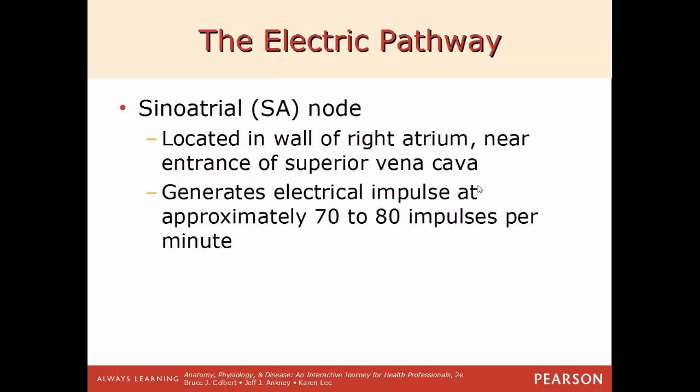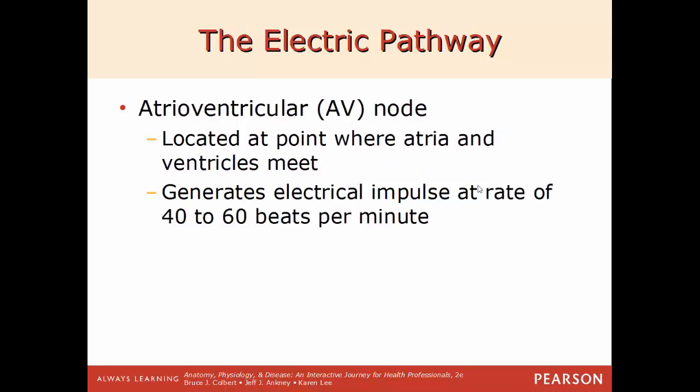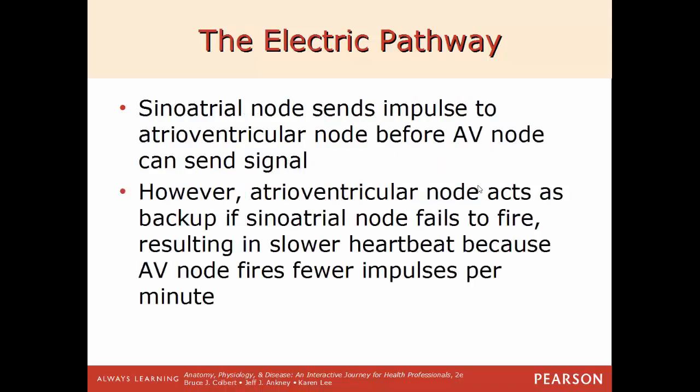The SA node, or sinoatrial node, is your body's natural pacemaker. It's located in the wall of the right atrium, right near the entrance of the superior vena cava. It will generate an electrical impulse at approximately 70 to 80 impulses per minute. The AV node, or atrioventricular node, is located right where the atria and the ventricles meet. That's why it's called an AV node. It will generate electrical impulses around 40 to 60 times per minute. So what happens in the electrical pathway is that your natural pacemaker, the SA node, will send an impulse to the AV node before the AV node can send its signal.